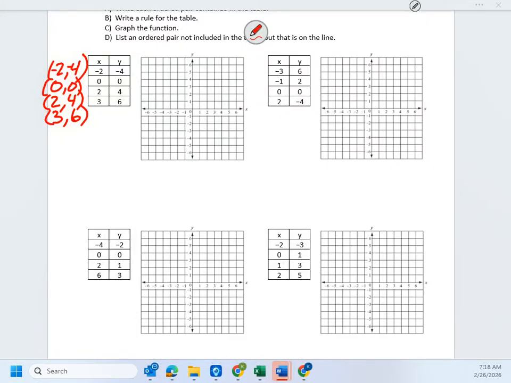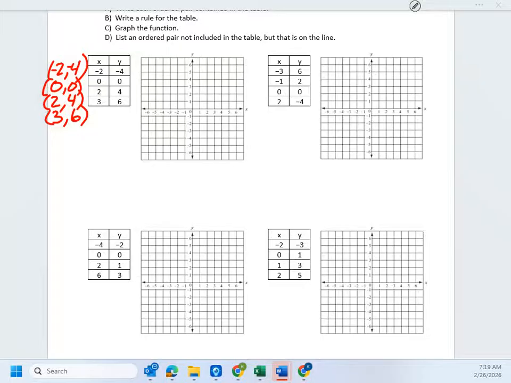So I'm going to look at my function table. How am I going from the x to the y? So I see 3 to 6, well, that's plus 3. 2 to 4, that's plus 2. 0 to 0, that's not adding or subtracting or anything. Negative 2 to negative 4, that's subtracting 2. Oh, hold on. Can't be the adding or the subtracting because I'm not getting the same thing every time.